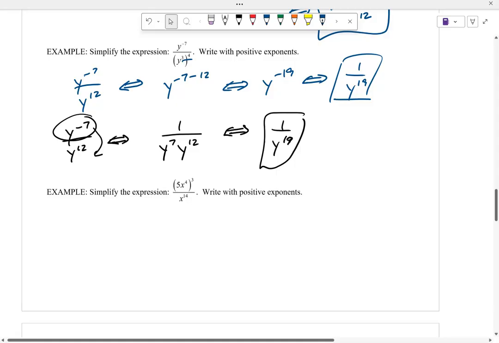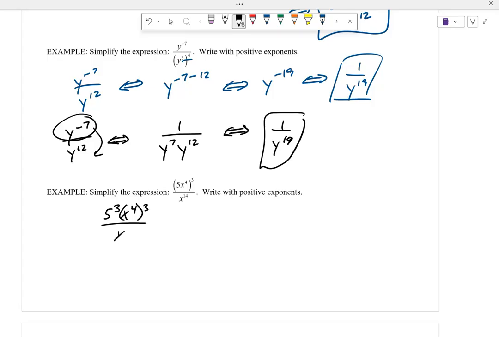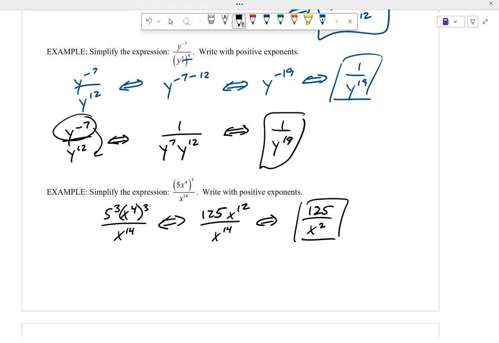Here I've got a power of a product, so I got to take the 5 to the 3rd, and I got to take the x to the 4th to the 3rd. And so we've got 5 times 5 times 5 is, what's that, 125? And I got x to the 4th to the 3rd, I got x to the 12th over x to the 14th. Well, I got 12 x's on the top, 14 on the bottom, so they're all going to cancel except 2 on the bottom. So I got 125 over x squared. Or you can go x to the 12 minus 14 is x to the negative 2, which will then take it down to the bottom, become x squared.